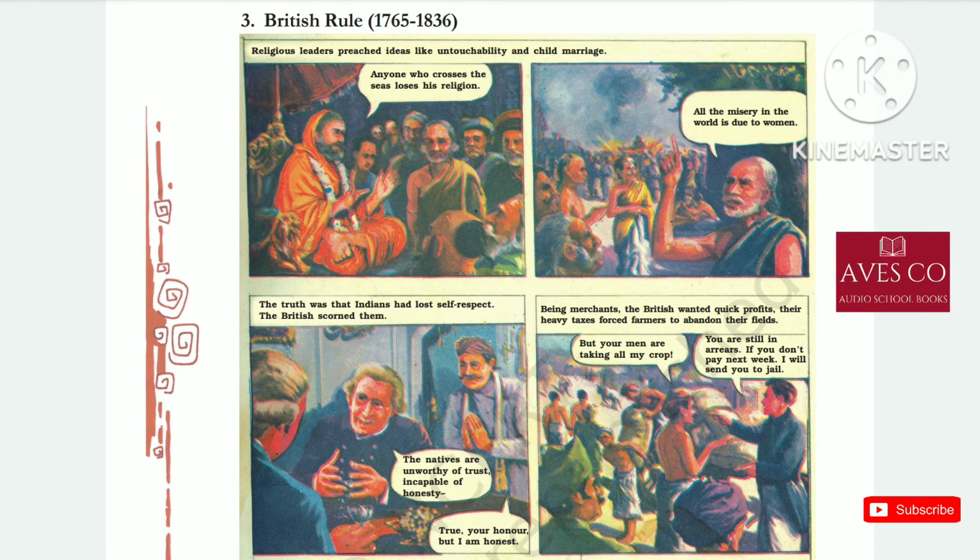3. British Rule, 1765 to 1836. Religious leaders preached ideas like untouchability and child marriage.